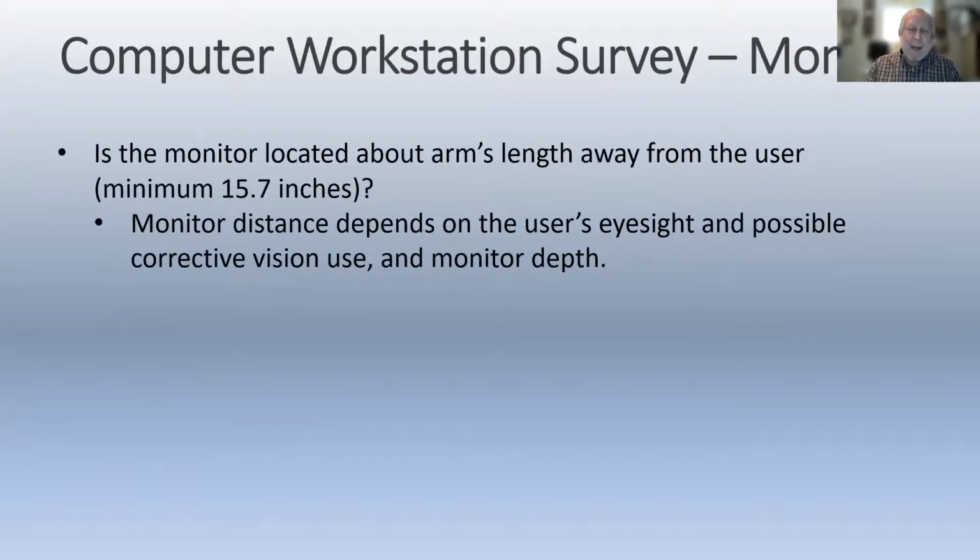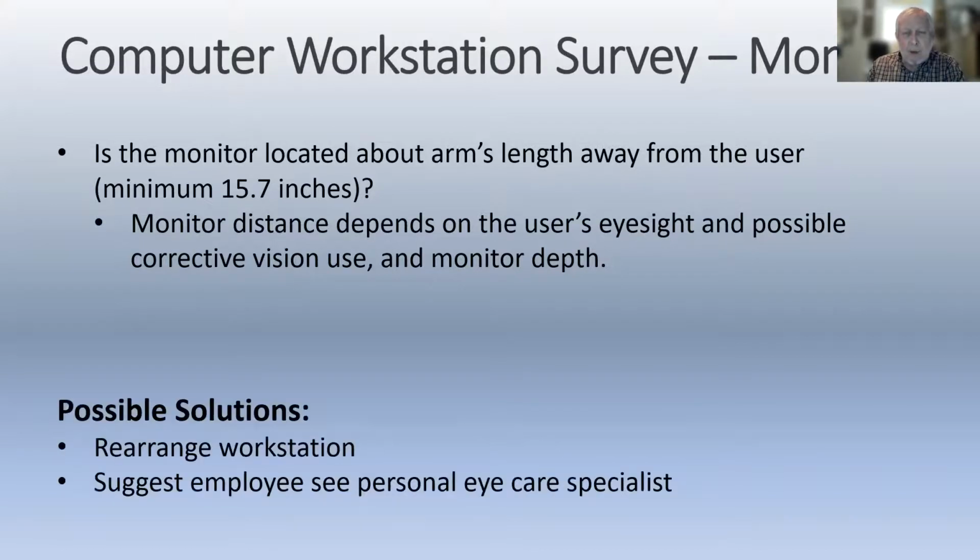Is the monitor located about arm's length away from the user, a minimum of 15.7 inches? Monitor distance depends on the user's eyesight and possible corrective vision use and the monitor depth. So there are other factors there, but it should be a decent way away from them, about arm's length away from the user. Possible solutions, again, rearrange the workstation or suggest the employee see a personal eye care specialist if need be.